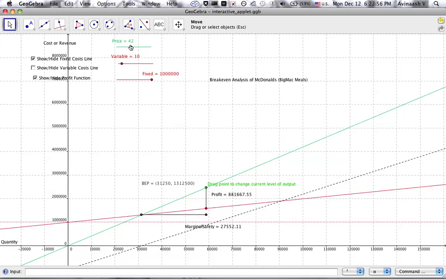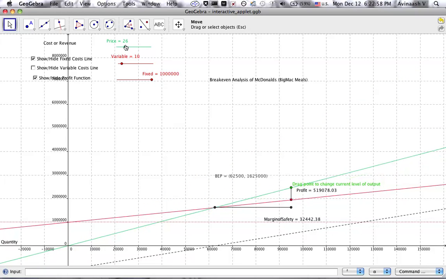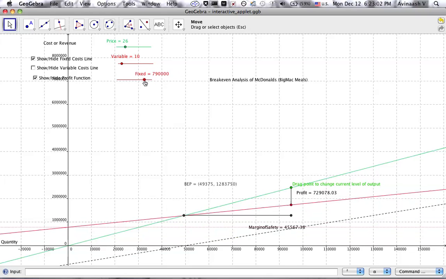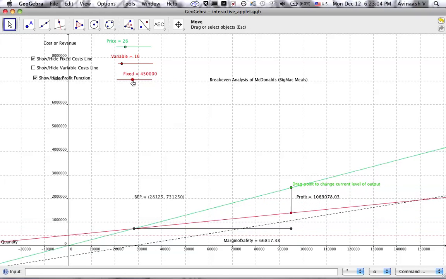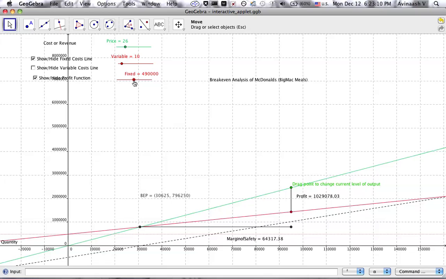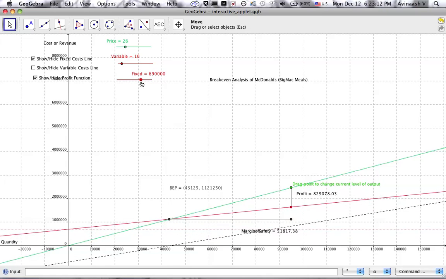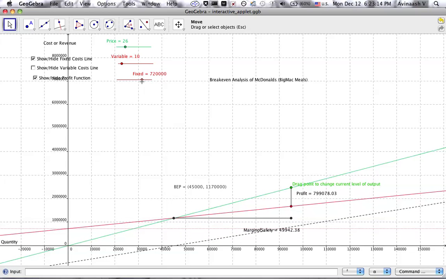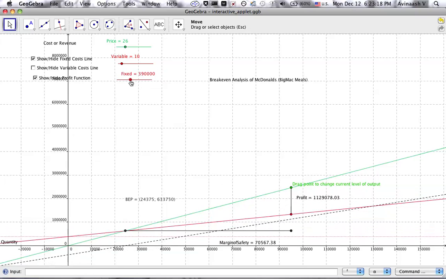Changes in fixed costs can also be seen. When fixed costs increase, the BEP will rise, and when they decrease, BEP will fall. Profit will decrease as the fixed costs increase, because there are more costs. As costs decrease, there is a larger profit area, as seen.